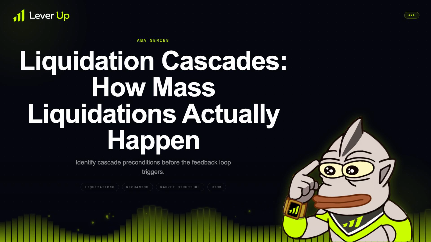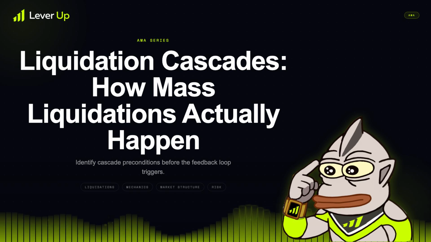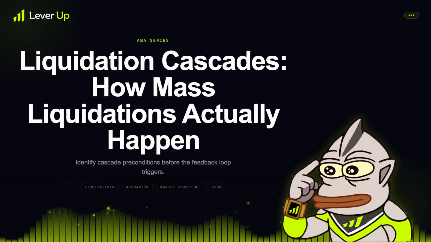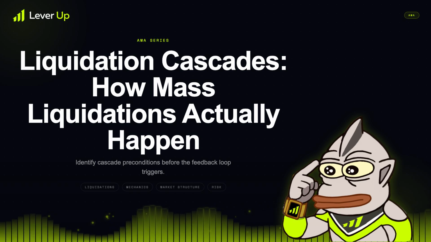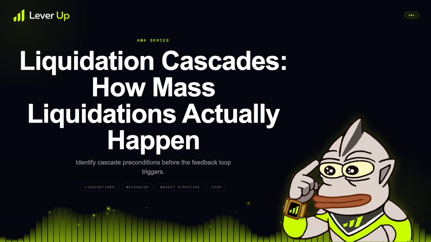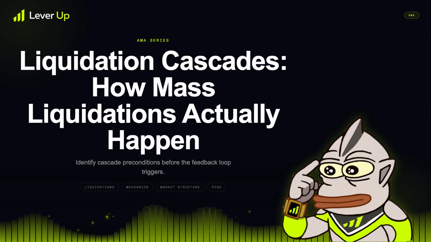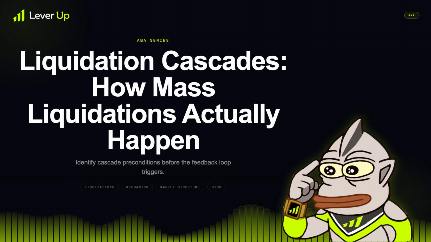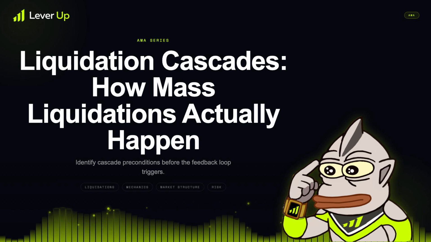After a cascade runs, the dynamic shifts. The market has significantly reduced its leveraged open interest overhang. Cascades are self-limiting. They consume the fuel that drives them. The period immediately following a cascade often sees lower realized volatility as the market reprices without the same positioning pressure. The crowded trade has been cleared. What's left is a cleaner book.